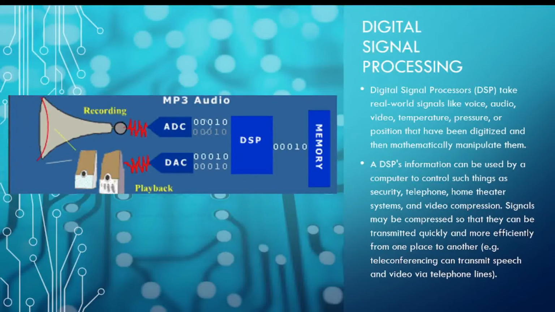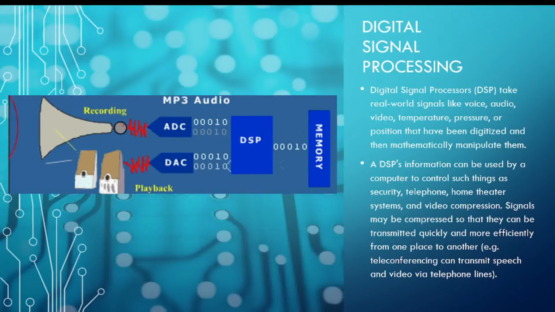Signals may also be enhanced or manipulated to improve their quality or provide information that is not sensed by humans. For example, echo cancellation for cell phones or computer-enhanced medical images. Although real-world signals can be processed in their analog form, processing signals digitally provides the advantages of high speed and accuracy. The diagram on the screen shows how a DSP is used in an MP3 audio player.